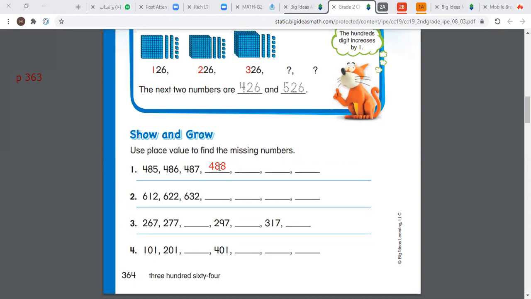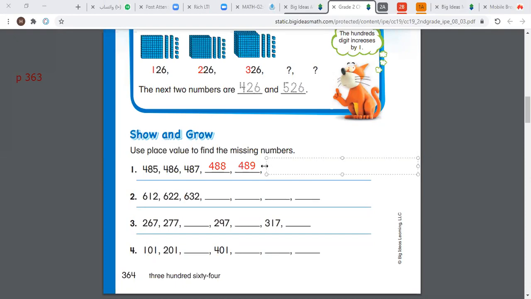Excellent. Here we increase, or we count, by 1. So let's increase 1 in the ones place: 5, 6, 7, 8 ones, then 9 ones. So here let's write 489. If you increase 1 now, you will get 9 plus 1 equals 10. Write 0 and carry 1. 1 plus 8 equals 9, and 4 plus nothing equals 4. So here the number must be 490.